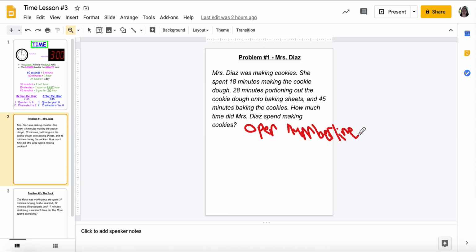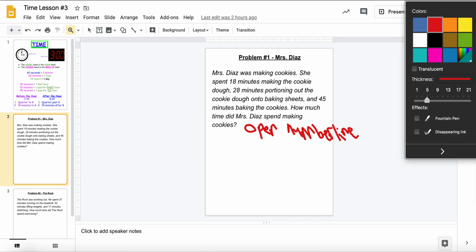And you're probably thinking, but Miss Marshall, how can I use an open number line to help solve time? That doesn't make sense. Guess what? It will help make it to where we can visually see the problem as we go on without using a clock. All right? It's a little bit better of a tool to use. So, let's make my number line.